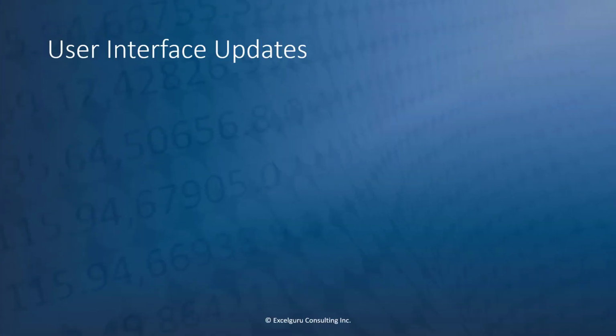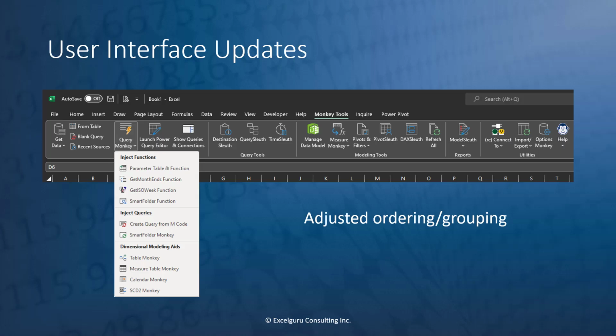All right, so let's start with the user interface updates. As you know, Monkey Tools has got a fairly long ribbon now with all kinds of commands here. One of the things that I did in this release is I went through and adjusted the ordering and the grouping of some of the different submenus. So you'll see Query Monkey, for example, we've got an inject queries section. I've moved the queries from M-code up. The dimensional modeling aids are now grouped together. Some minor things there, honestly, that you're probably not going to care all that much about, but there are some other things that I did in this same area that I think will have a little bit more impact.